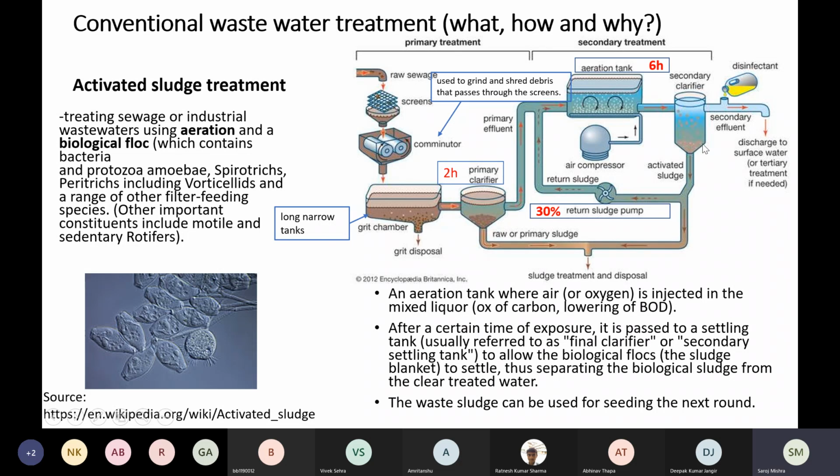Now, this particular residue that you see here is called activated sludge, and that is the reason why this treatment is also called the activated sludge treatment process. Approximately 30% of the activated sludge is returned back into the aeration tank, because you are going to seed the aeration tank with an already activated microbial community. That is the purpose. And the remaining sludge is going to be combined with the raw or primary sludge. So you have then sludge treatment and disposal. Okay, is this overview clear to everybody?